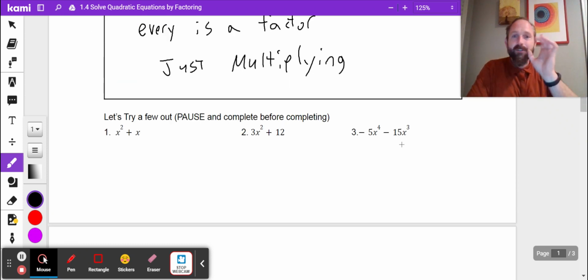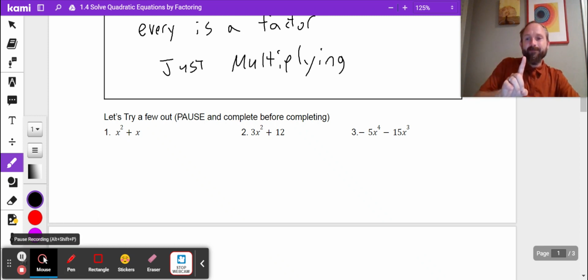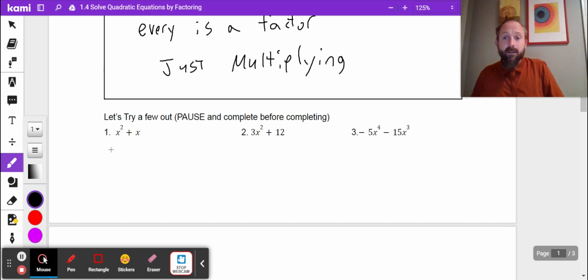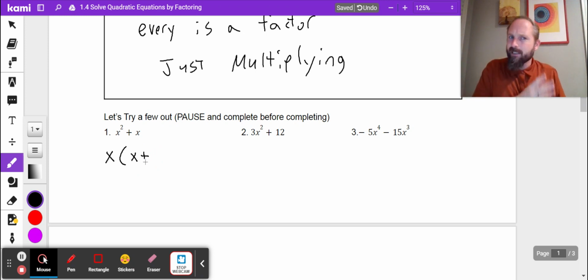I'm going to pause. I want you to try to complete it before I do. So I want you to try to factor number 1 right now. In 3, 2, 1. All right, so here we go. I see that they both share an x. So if I pull this out, I can use the distributive property: x times what equals x squared? x. And what times x equals x? Here's a trick. What times 5 equals 5? 1. There we go.